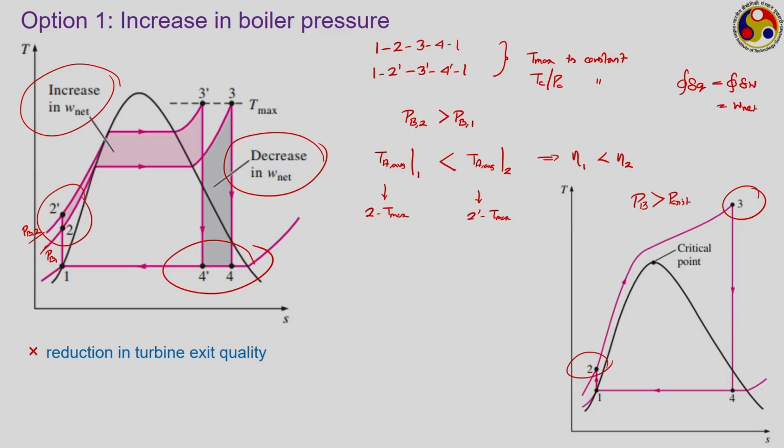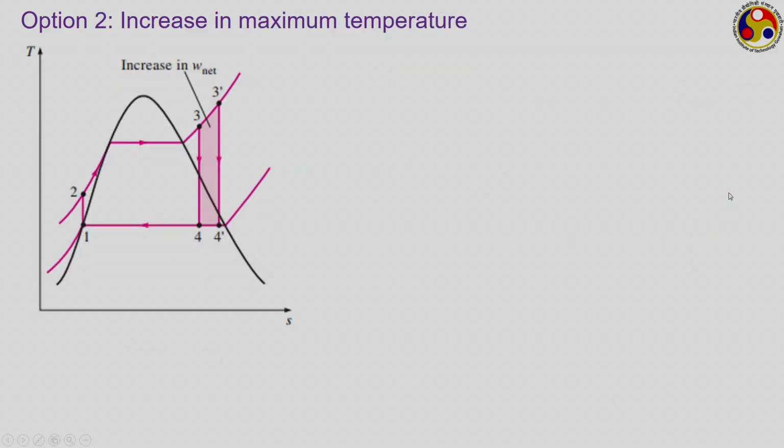Like, the critical pressure for water is 22.1 megapascal. So, if we want to operate at a supercritical pressure level, we have to go to something like 250 bar or even higher, which is a significant pressure to deal with. Still, the supercritical power station is definitely an active area of research, and has also been implemented in certain locations. Now, option number 2, increase in the maximum temperature.